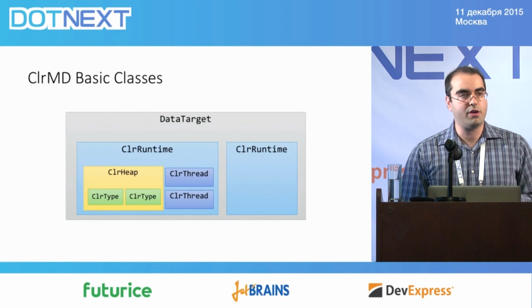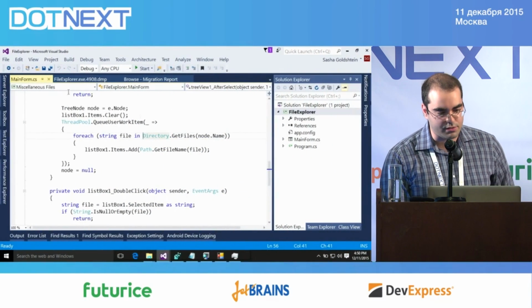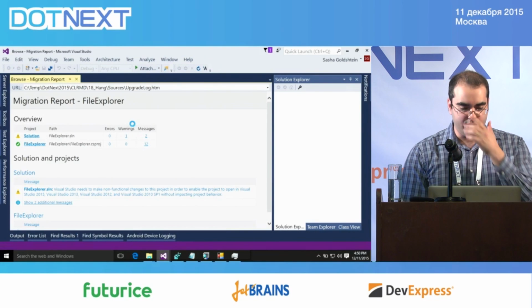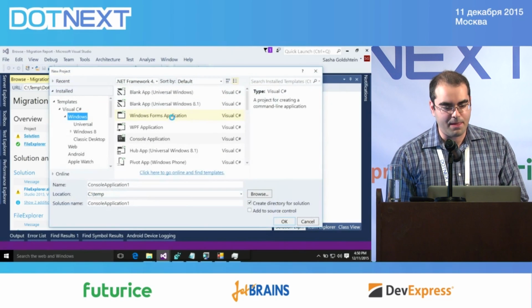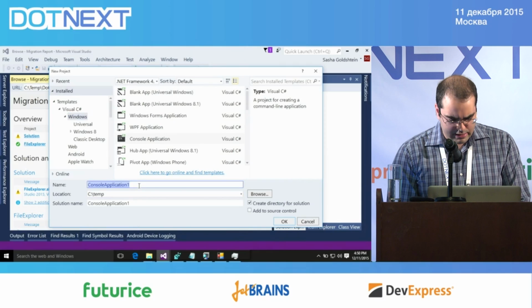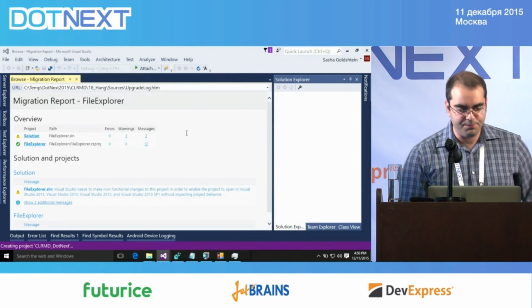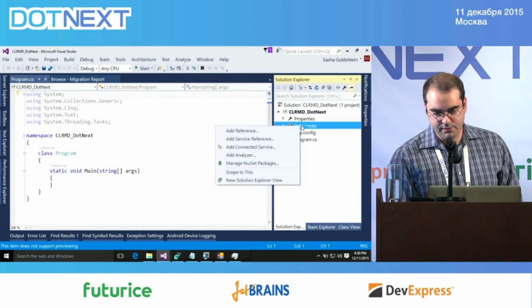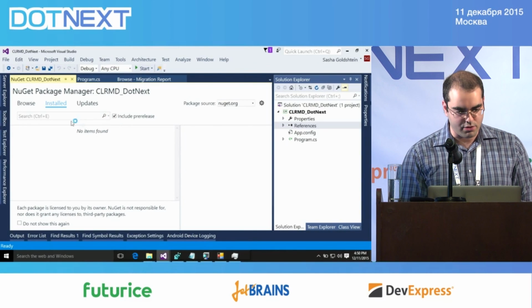So let me show you a quick example. This code is also on the slides, but I'm going to write it over here. So I'm just going to create a new project, and let's pray the NuGet gods are with us so that I can actually install the necessary NuGet package. So I'm going to call this ClrMD .next. It's just a console application, and I will now add the ClrMD NuGet package.